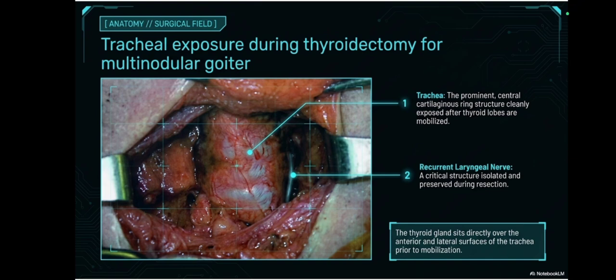The next topic is a visual representation of an anatomical structure after thyroid surgery. So thyroid lobes are mobilized, exposing the cartilaginous rings of the trachea in the center of the wound bed. Note the recurrent laryngeal nerve running in the tracheoesophageal groove. This is a critical structure that surgeons must carefully isolate and preserve.